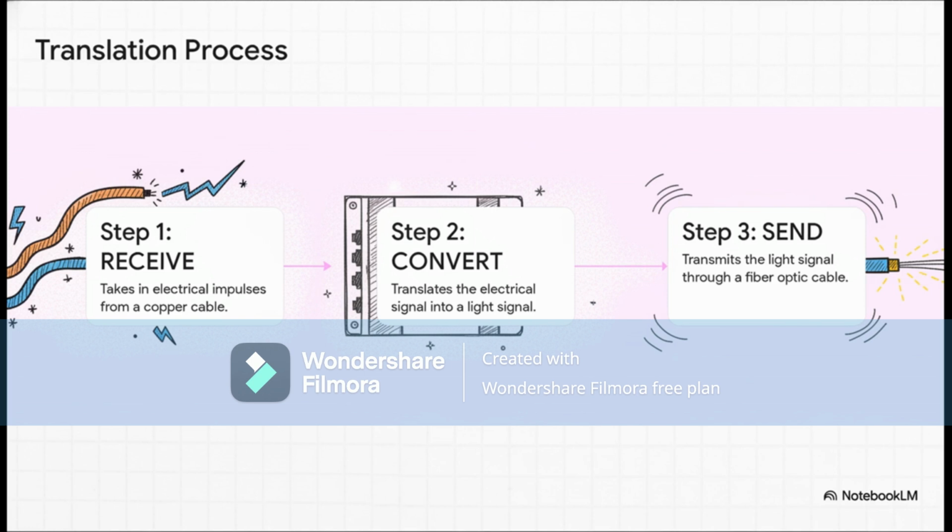Step 2 is convert. This is its main trick. It translates that electrical signal into a light signal. And finally, step 3 is send. It shoots that new light signal out through a fiber optic cable. See? Receive, convert, send. Easy.